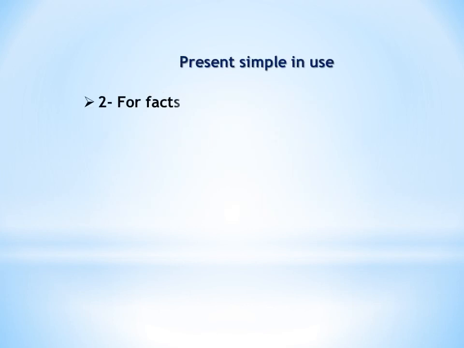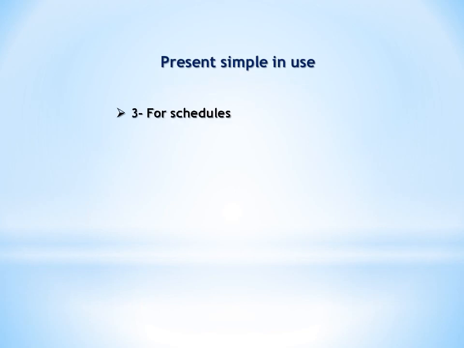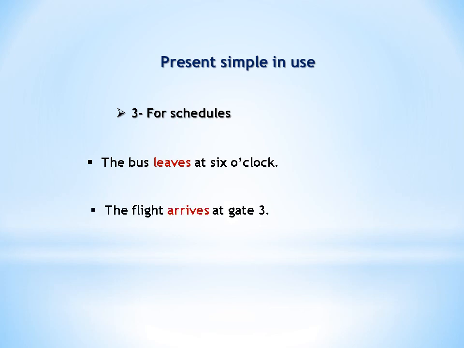We always use the present simple for facts. For example, the sun rises in the east. Plants need water. Finally, we use the present simple for schedules. For example, the bus leaves at 6 o'clock. The flight arrives at gate 3.